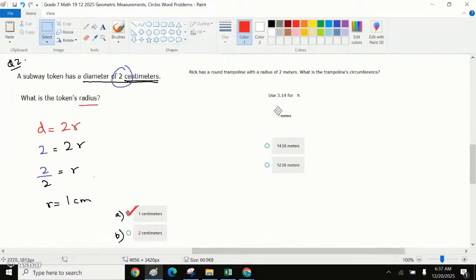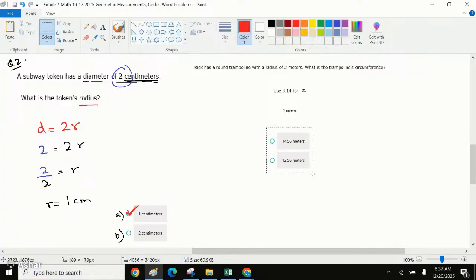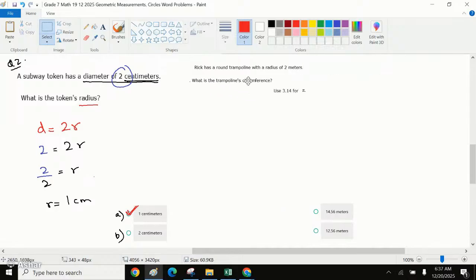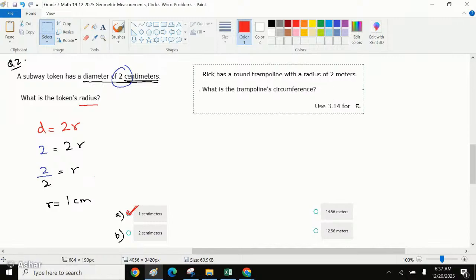Let's look at question number 3. And these are the two options we have. Okay, we use pi to be equal to 3.14. So let's enlarge this, and let's look at the question. Question number 3 from the test says Rick has a round trampoline with a radius of 2 meters. Okay, we need to find the circumference.